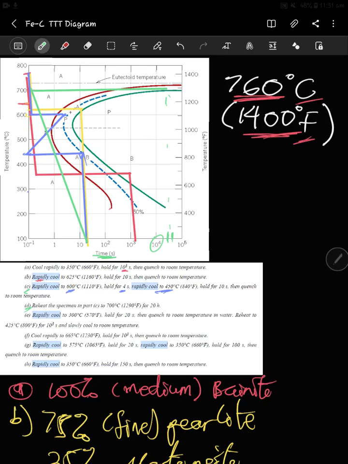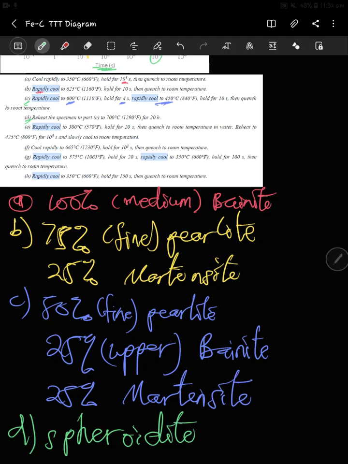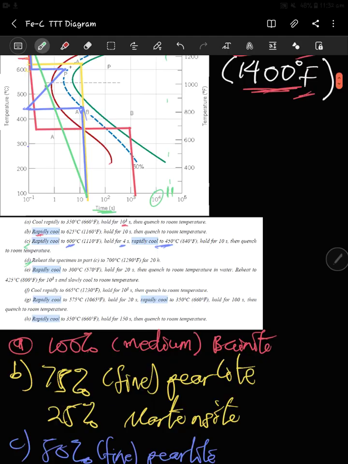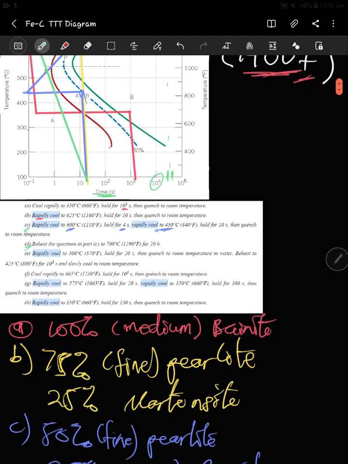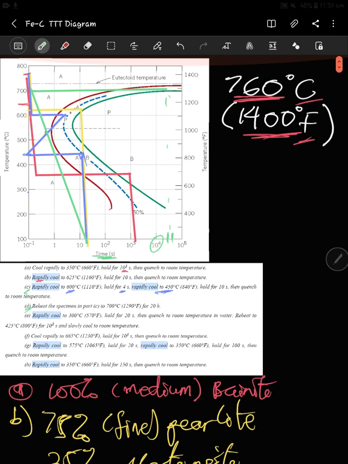Whenever you hold austenite at a higher temperature, about 700 to 720, 750, you get a structure called spheroidite. So that's what we have here, spheroidite. But then again, there's a way to convert bainite and pearlite to spheroidite. When you're converting directly from austenite to spheroidite, this is how we do it.